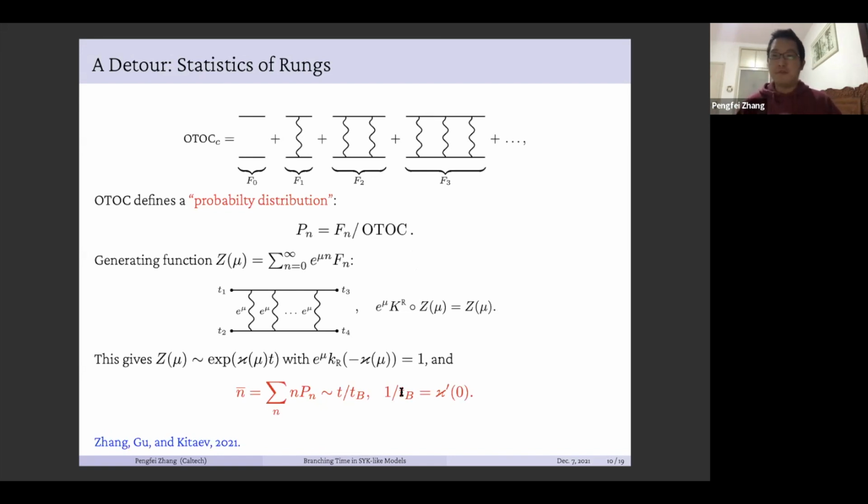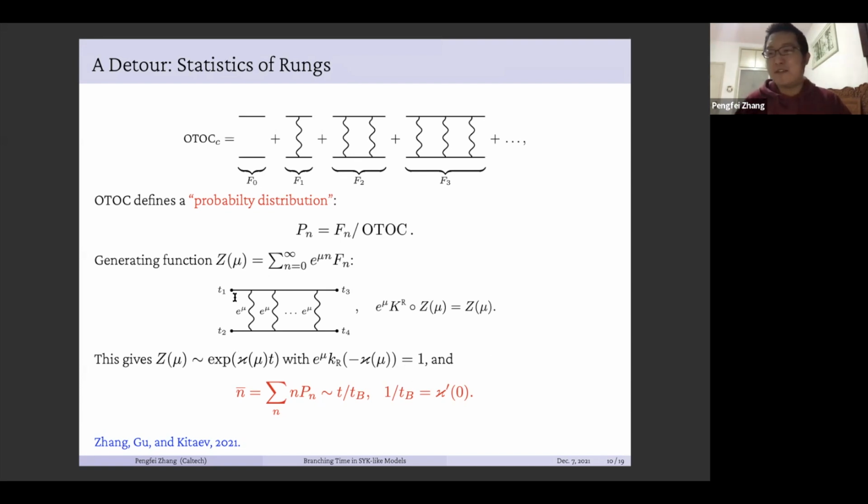What we really want to answer is whether we can construct an SYK-like model with a very large branching time. However, before answering the question, let's take a detour. At the end of the day, we will find such a study very useful for proving the relation for the branching time.